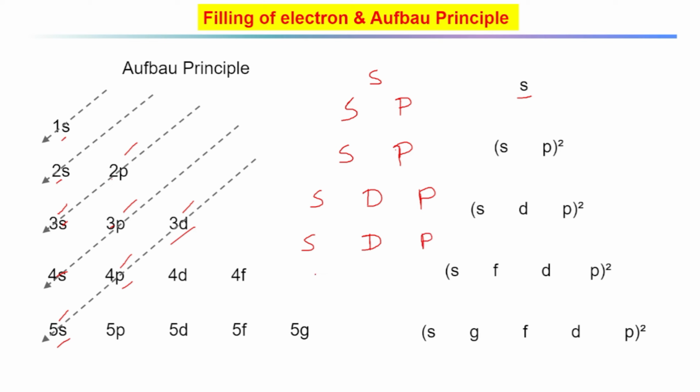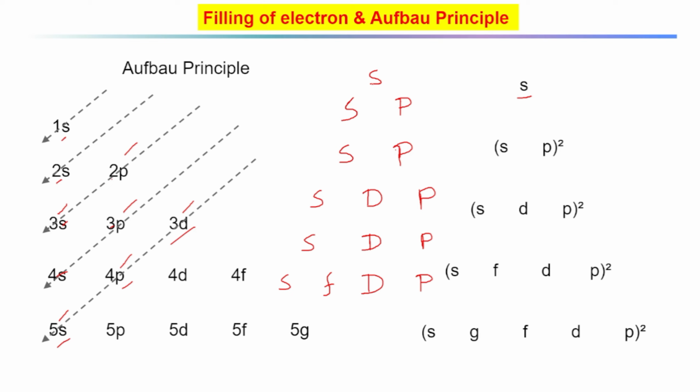Next it will be sfdp square. So again next I have to write s, then f, then d, and p. Similarly I have to write another sfdp, which I am not writing. Now this is a pyramid-like order, right? First we have s on top, then sp, again sp, then sdp, again sdp.